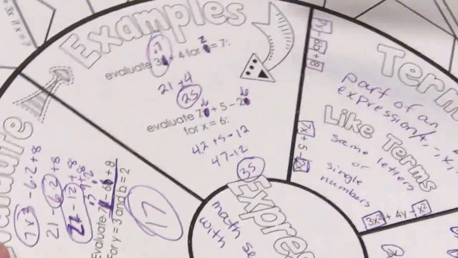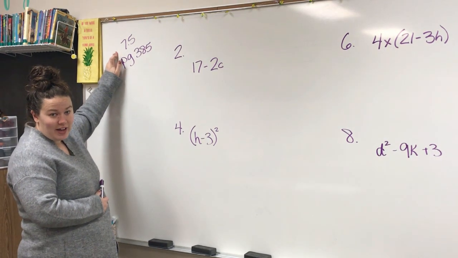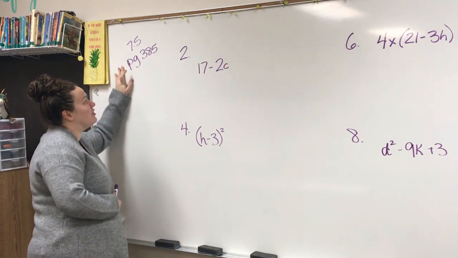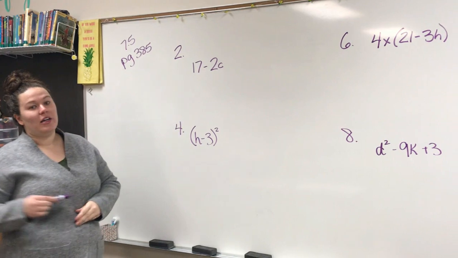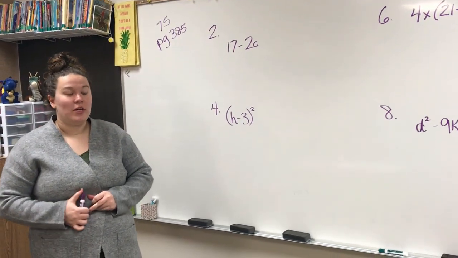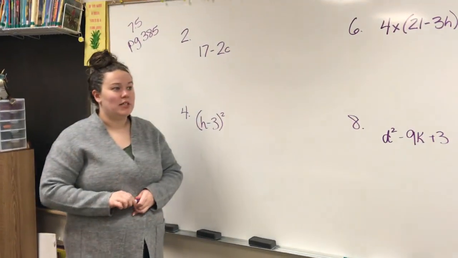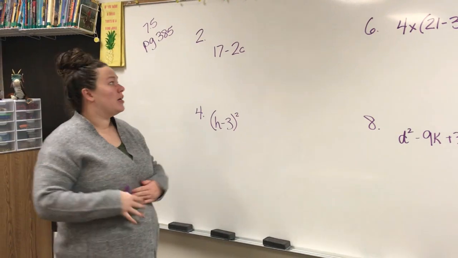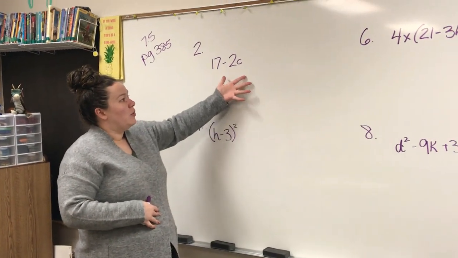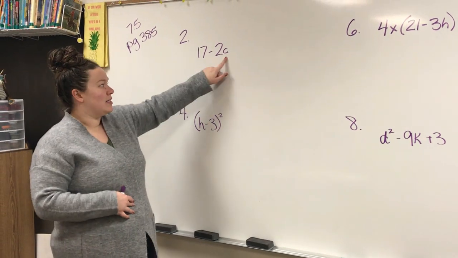So these vocabulary words are super important. We are on lesson 7.5, page 385, and we're talking about expressions, not equations, because equations have an equal sign. And as you can see, none of these problems that we're doing have equal signs, so they're expressions. Because right now, we can't find a total unless we give this letter a value.